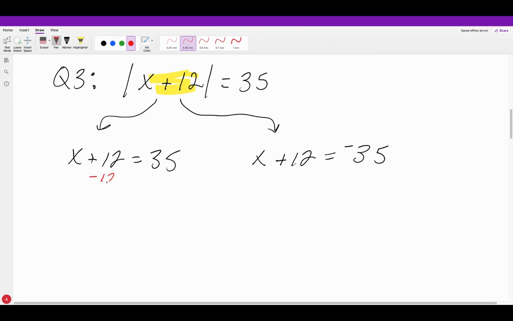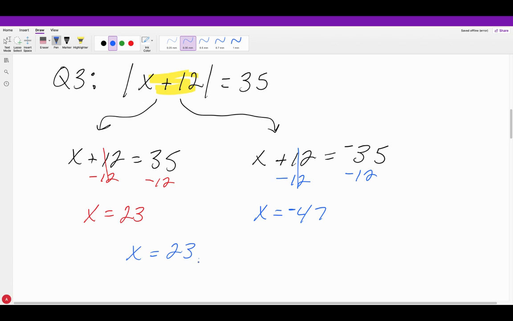Well, we're adding 12, so I will then subtract 12. They cancel each other out. So x is then equal to 35 minus 12, which is 23. And then for this one, I'll subtract 12, they cancel each other out. So x is then equal to, now they're both negative, so I'll add them. So it'll be 47. And then since they're both negative, my answer is still negative. So that means x can either be 23 or negative 47. So x is equal to 23 or negative 47.